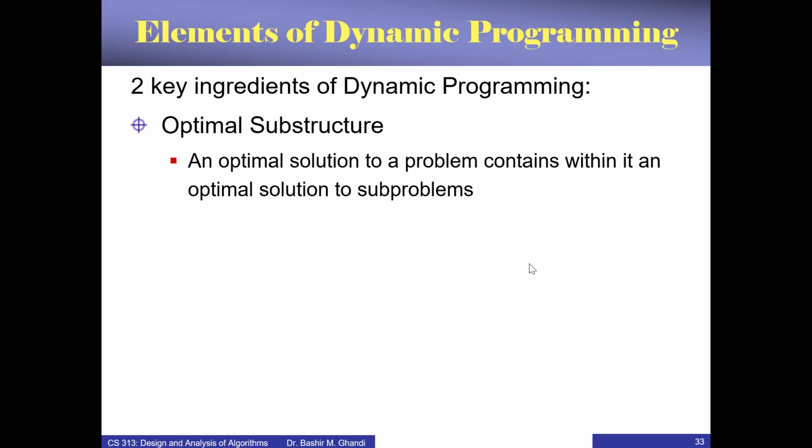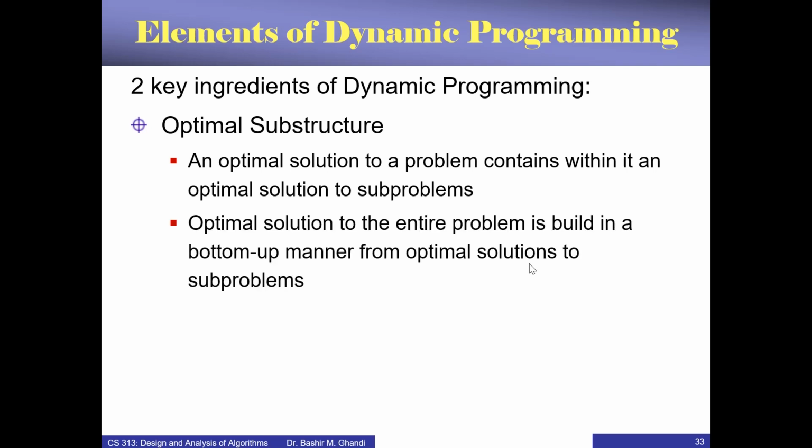Okay, so the first thing you do when you are trying to solve a problem using dynamic programming is try to come up with this optimal substructure. An optimal solution to the entire problem is built in a bottom-up manner from optimal solutions to subproblems. This is the idea of optimal substructure. If you can characterize your problem in terms of optimal solutions, then you are on your way to solving the problem using dynamic programming.